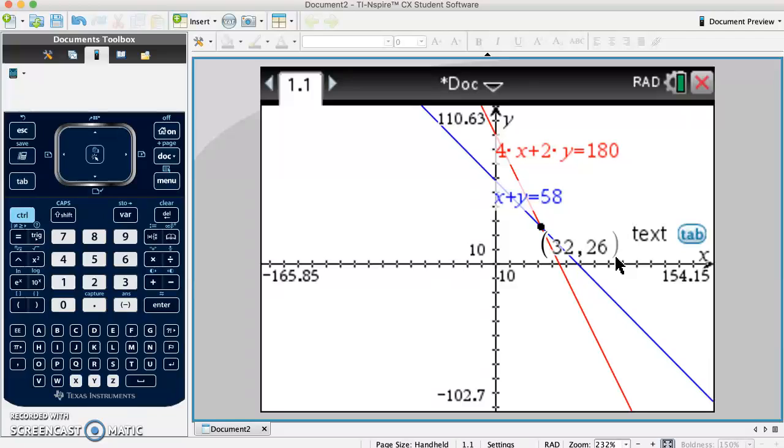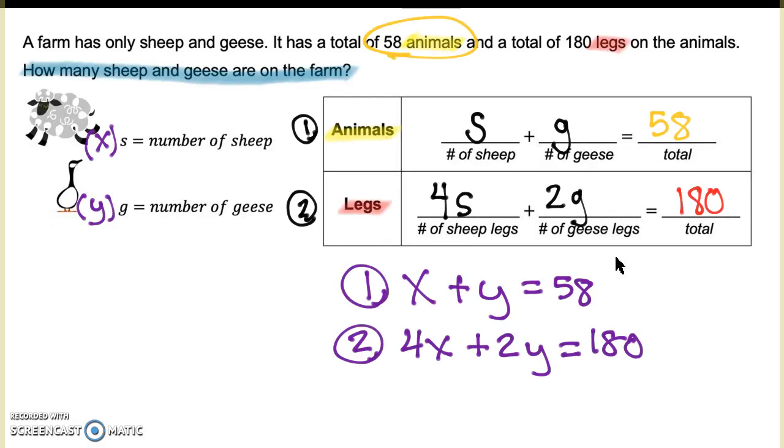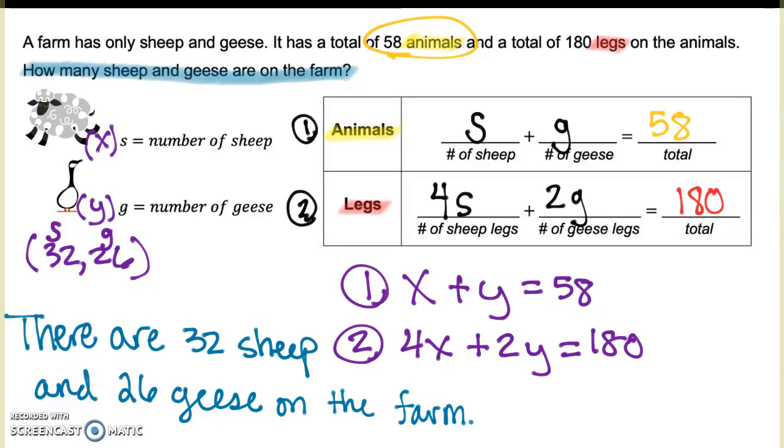And so what that point tells me, if I go back to my problem here, so I write down the ordered pair 32 and 26, I know that my X represents the number of sheep. So this number is like my S, and my Y represents my number of geese. So if we want to write that down as a sentence, we can just simply state there are 32 sheep and 26 geese on the farm. And that will be sufficient enough to answer that question.